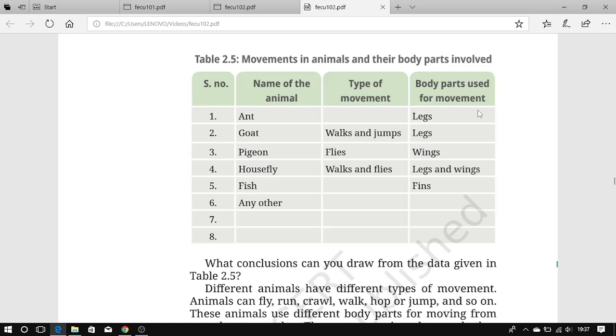Goat walks and jumps with the help of legs. Pigeon flies with wings, and housefly walks and flies with legs and wings, and fish move only with fins. You can find other different types of animals, so you can include them in Table 2.5.